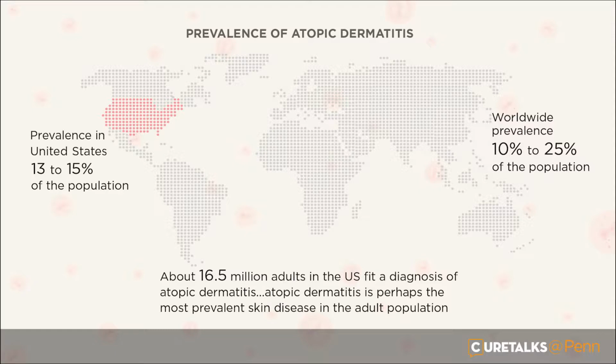Mm-hmm. So as I just mentioned, the condition is not restricted to children, and it's an adult disease as well. So can we talk a little bit about the prevalence of atopic dermatitis? Yes, of course. So when thinking about atopic dermatitis or eczema, most people and even most providers will still think of this as a disease primarily affecting children. And that is partly true. We know that the prevalence of eczema in the pediatric population is quite high. The prevalence worldwide has been reported to vary between 10% to 25% of the population. We know that in the United States, the prevalence is closer to about 13 to 15%.